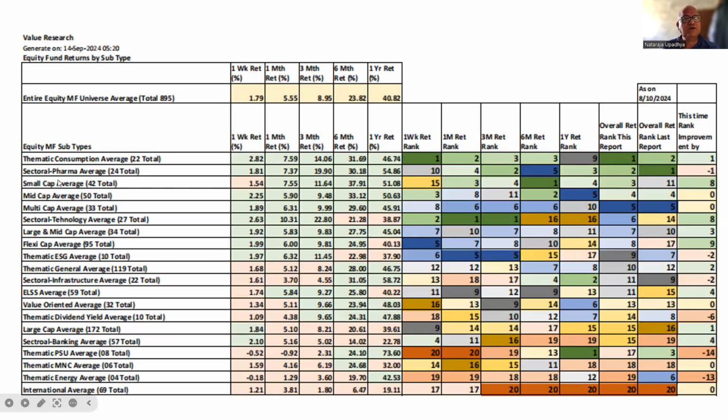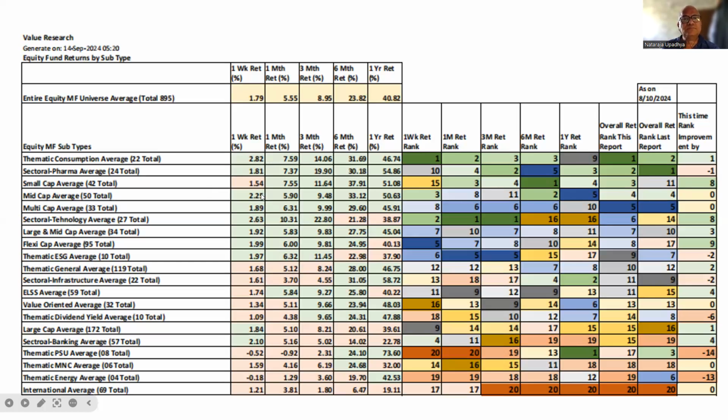Next comes small cap funds. Small cap funds have done below average when it comes to the last 1 week. Otherwise, they have been above average in all other timelines. Therefore, for the last 1 week, they came in 15th ranking. So there is a concern that small cap funds may be slowing down here. Otherwise, 3rd for the month, 4th for the 3 months, 1st for 6 months, and 1 year ranking is 4th. Overall ranking is 3rd. 1 month back, the ranking was 11th. So there is a ranking gain by 8 points. So that is small cap funds. They have become more favorable.